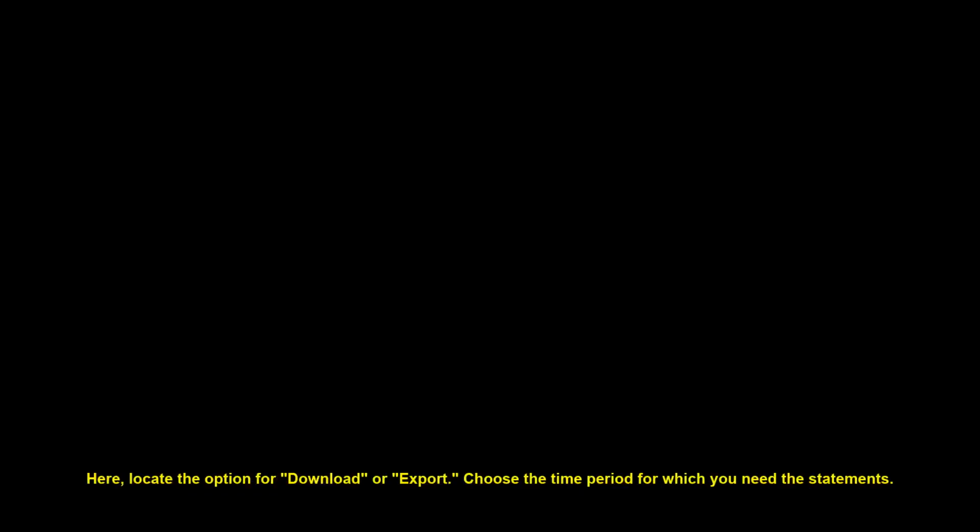Here, locate the option for download or export. Choose the time period for which you need the statements. Select the format you prefer, such as CSV or PDF. Click on the download button to save the statements to your computer. Once downloaded, open the files to ensure everything is in order.